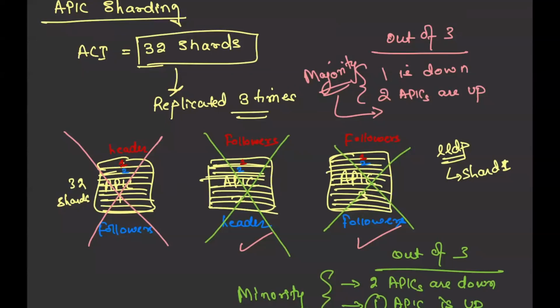So suppose we have three APICs. Each APIC has 32 shards, and all these 32 shards will replicate to the other two APICs as well. Right. Okay.